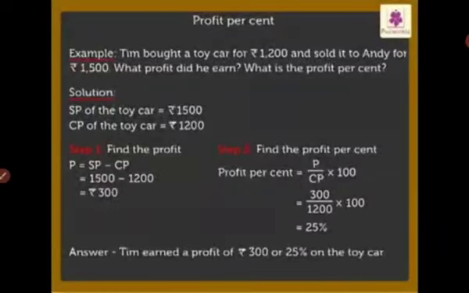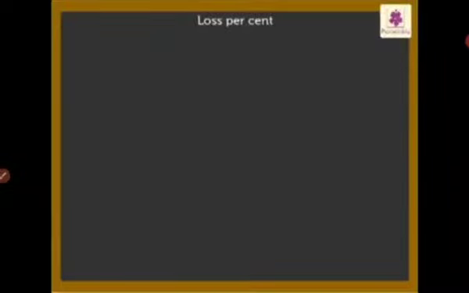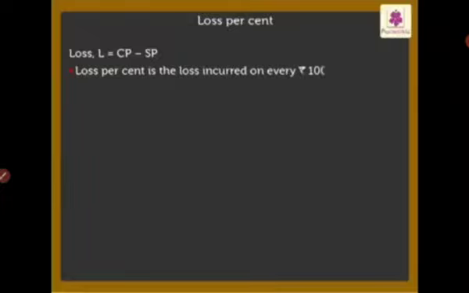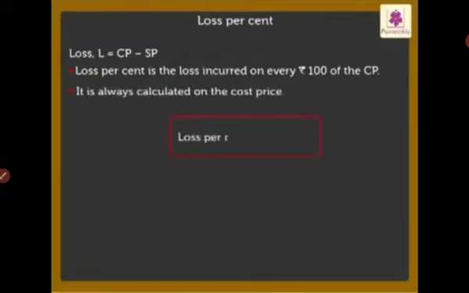Now, let's see how to find the loss percent. We know loss is equal to cost price minus selling price. Loss percent is the loss incurred on every 100 rupees of the cost price. Hence, it is always calculated on the cost price of the article. Thus, loss percent is equal to loss upon cost price into 100.